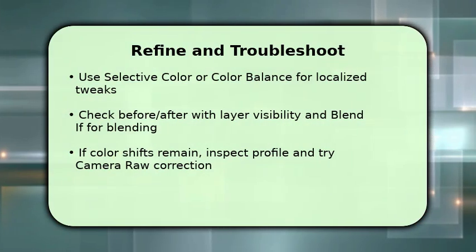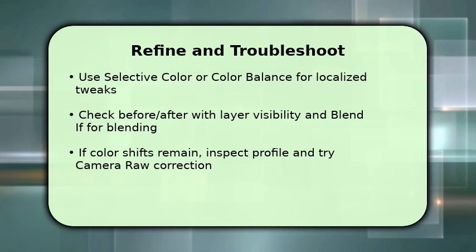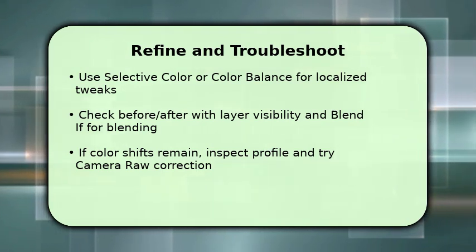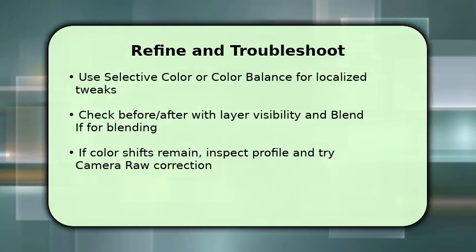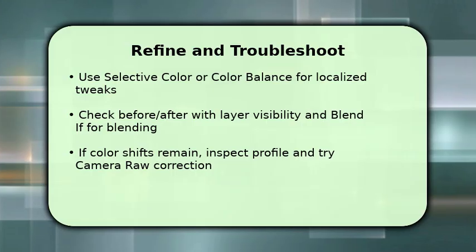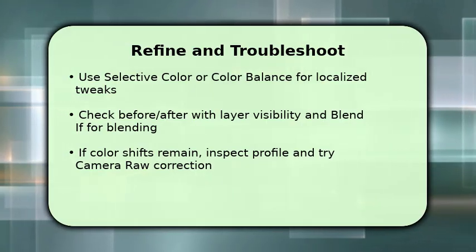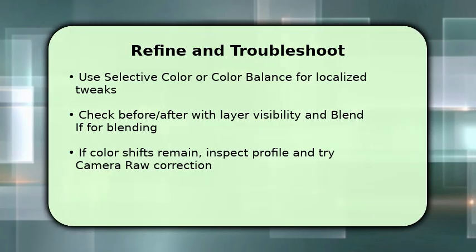Finish by refining with selective color or color balance for stubborn hues. These let you tweak cyan, magenta, yellow per range. Once done, toggle layer visibility to compare before and after and use blend if sliders or reduce opacity to preserve natural transitions.